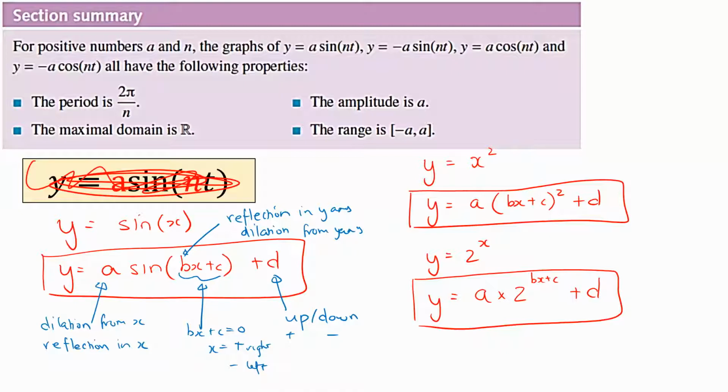And everything I taught here is exactly the way I taught for quadratics and for exponentials and logs and cubics. They're all the same way. Square root functions, everything I've taught is the same thing. Okay?